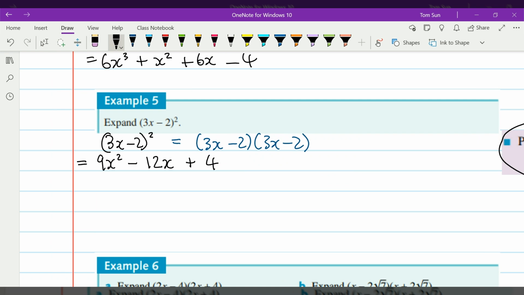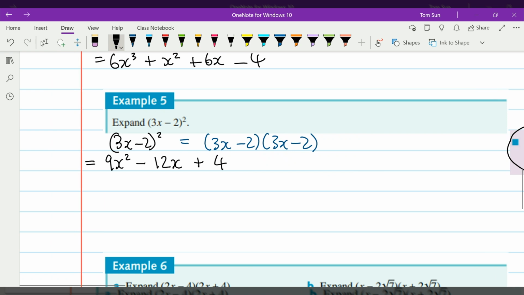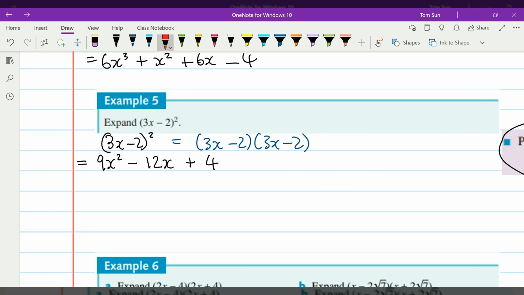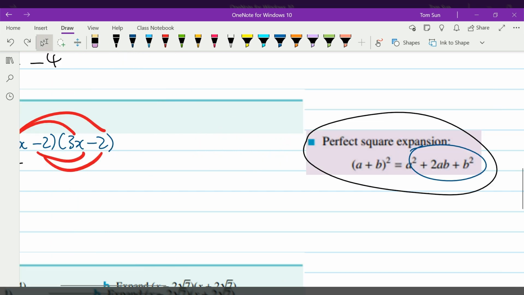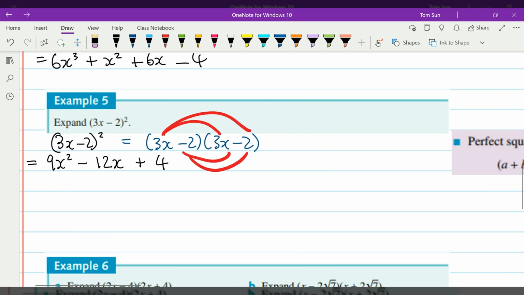Because you're doing the 3x on negative 2. So if you were to expand this, if you were to do this with this, and then this, and combine the like terms like we were doing it before, you would get the same answer as this. Okay, but we're just doing it quickly because we got the rule of perfect square expansion right here. Okay, I'm just going to get rid of this so you can see it.